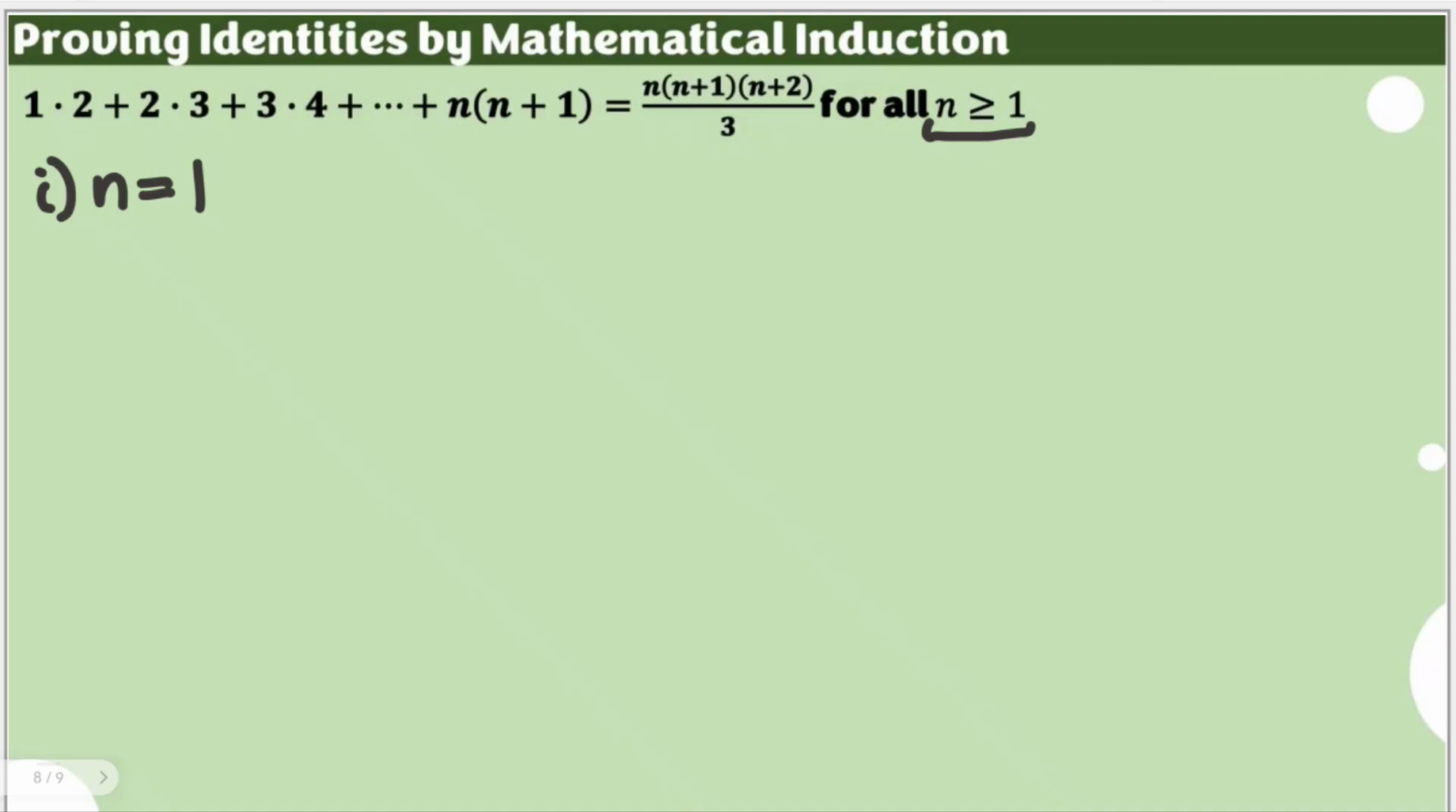Now, let us try to check both sides. So our left-hand side is just this quantity here, the first term. You will have 1 times 2. The result here is 2.